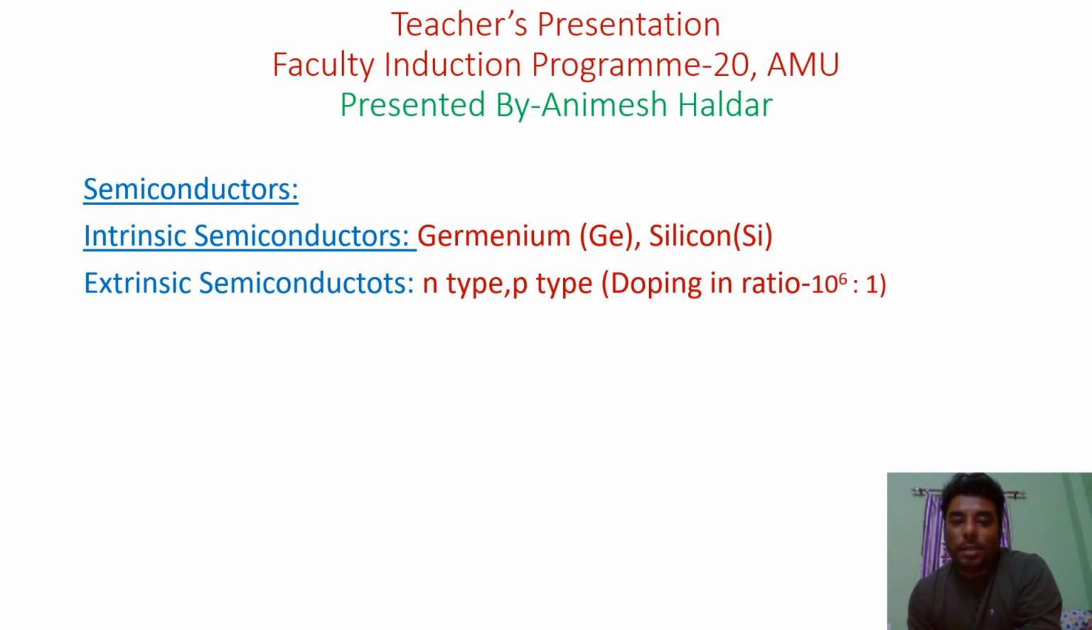We use some different type of material in the ratio of 10 to the power 6 to 1, more or less. So 10 to the power 6 is the ratio for the pure semiconductor and 1 for the doping. Now we will discuss how the doping is formed.